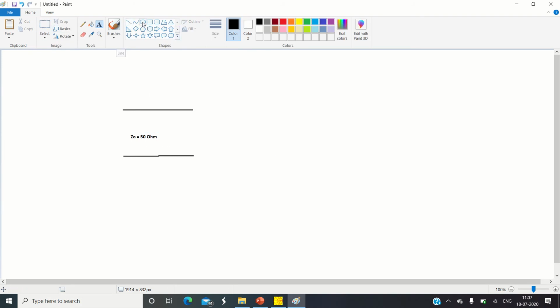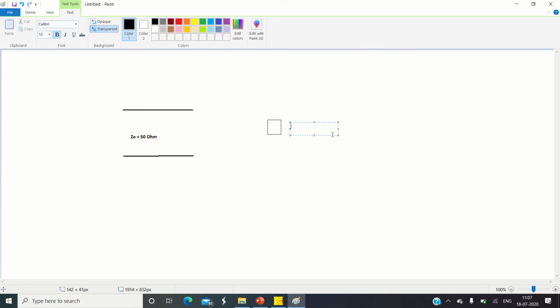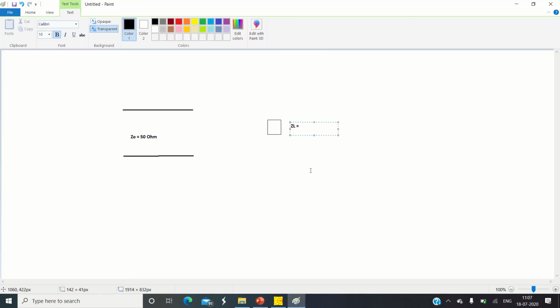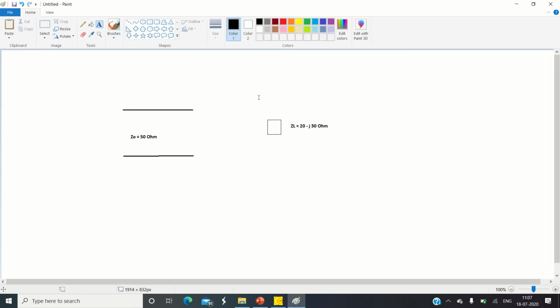Then we are going to draw a complex load impedance, which is there on the right hand side over here. I will label it. The value of ZL is 20 minus j30 ohm. Now this impedance we want to connect with a transmission line of 50 ohm. For that we need to design the impedance matching, and we did that impedance matching circuit.